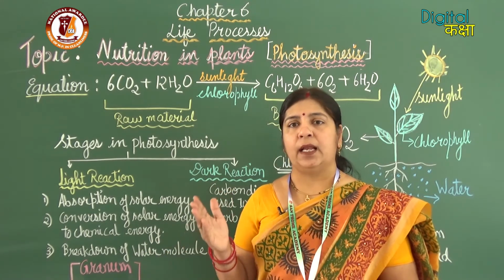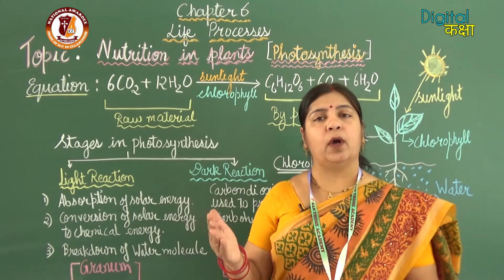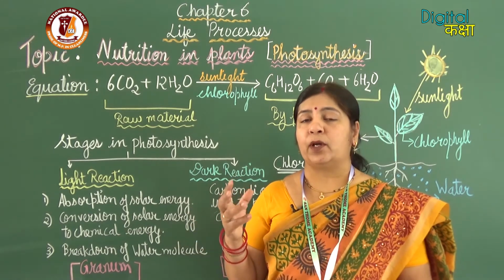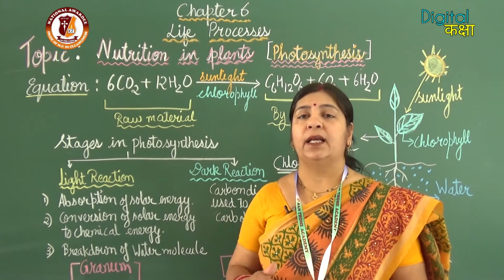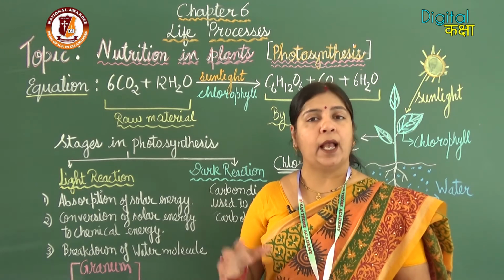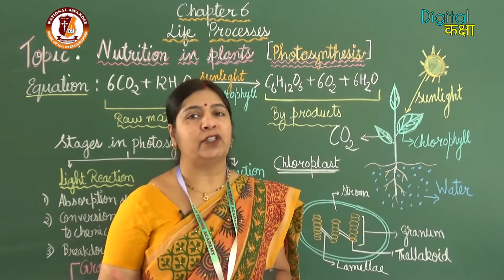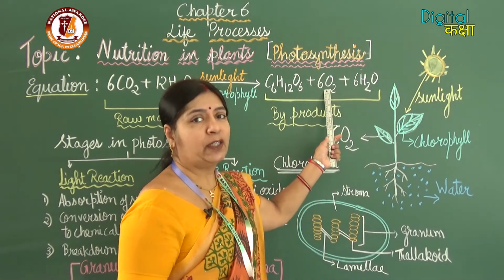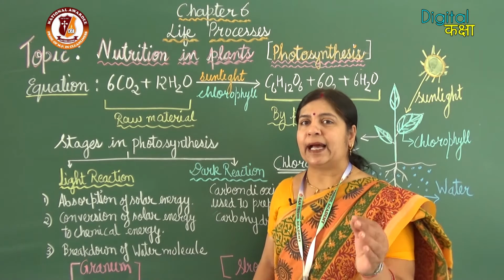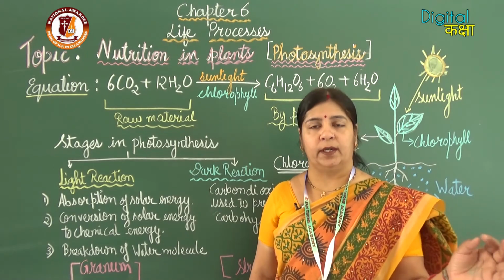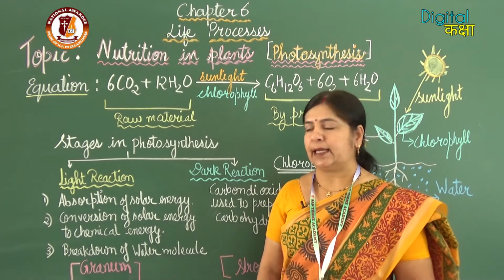Photo means light, lysis means breakdown. So photolysis is the breakdown of water, and because it is photo, the necessary condition is sunlight. In the presence of sunlight, the decomposition reaction takes place and water is broken down into hydrogen and oxygen. The oxygen released by the plant is produced by the breakdown of the water molecule, that is photolysis of water. It is a type of decomposition reaction which takes place in the presence of sunlight.